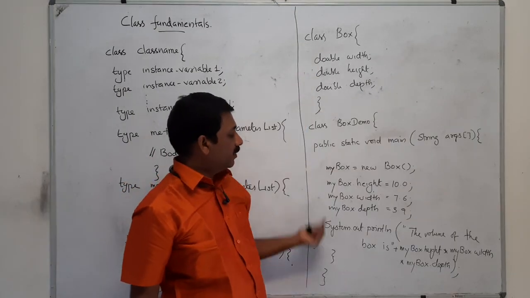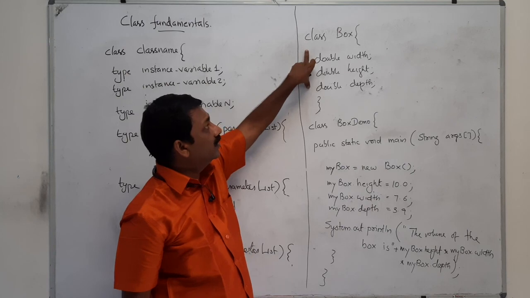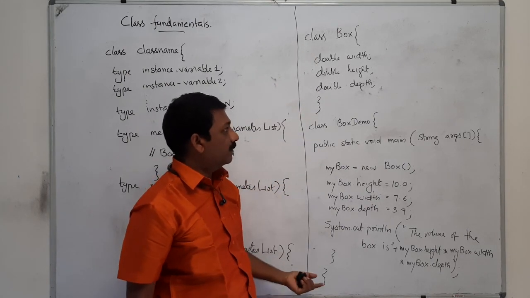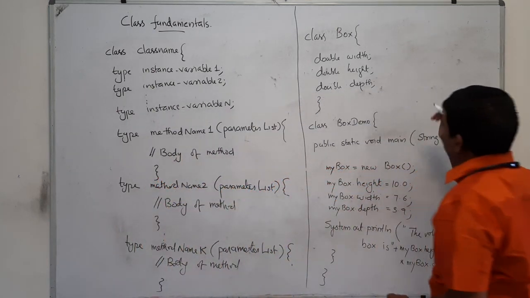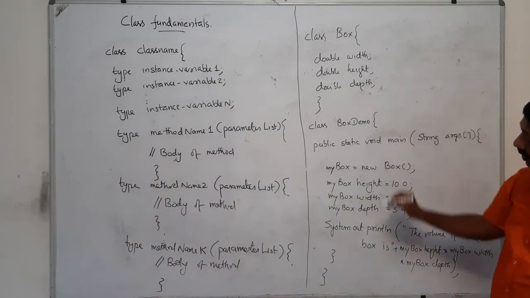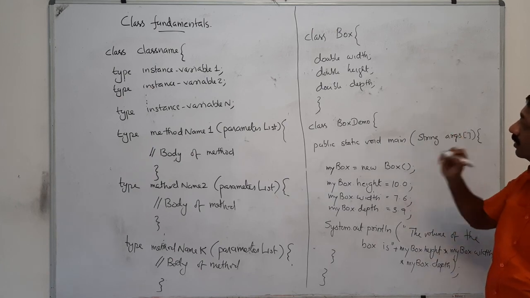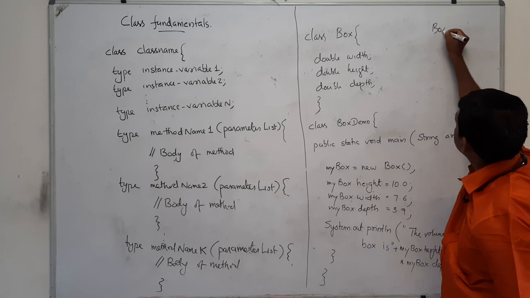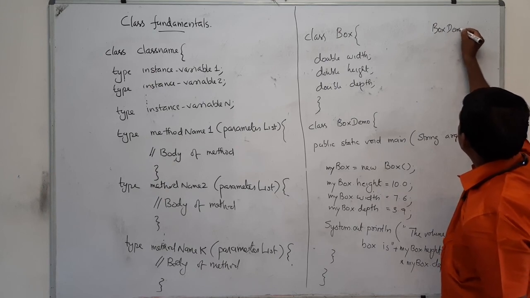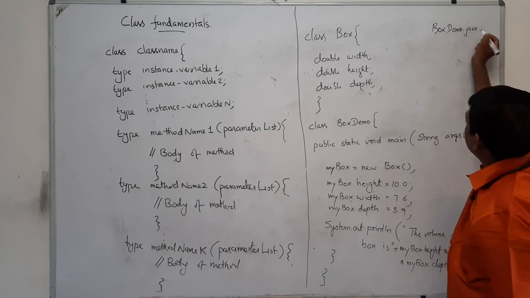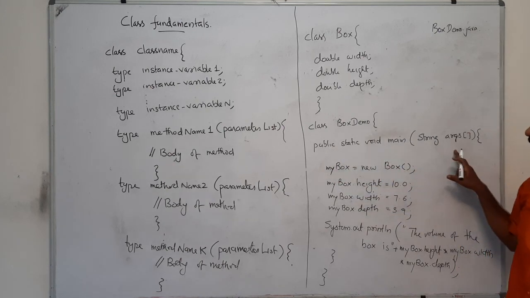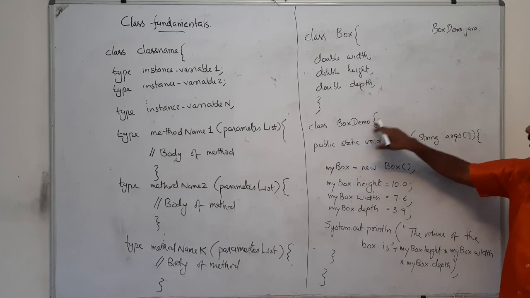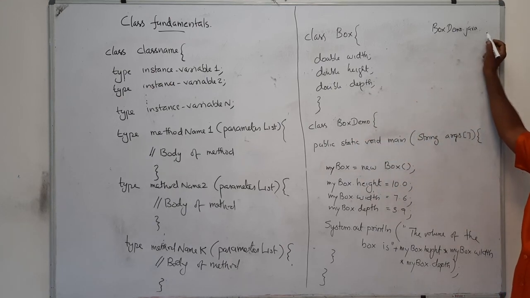This is a sample program. Already I have defined this class box, and this is the box demo example, and here you have to edit, or you have to type all this in a single file, and that file should have the name boxdemo.java. Why? Here our public static void main function is written in class box demo, and that is why you should have the name boxdemo.java.